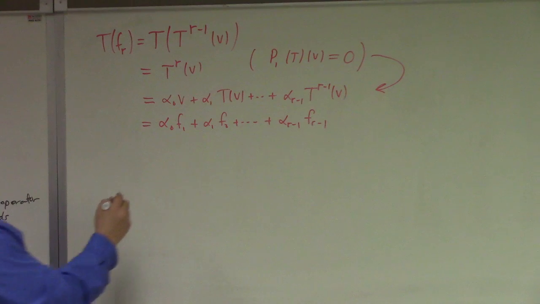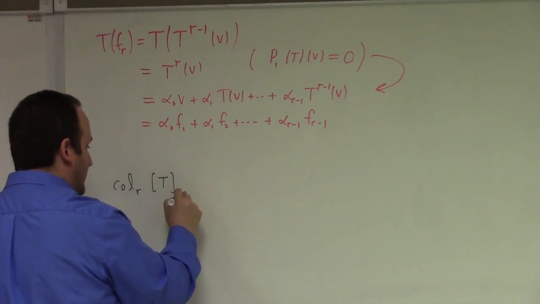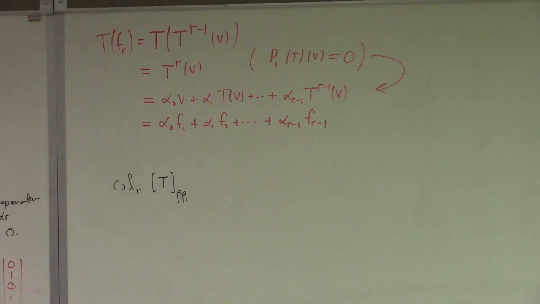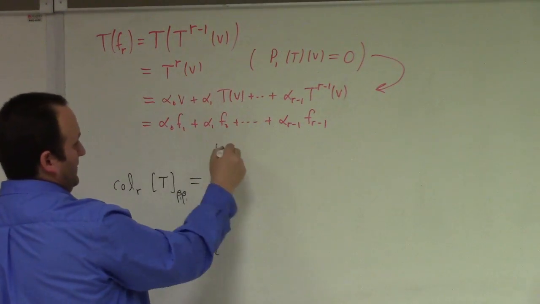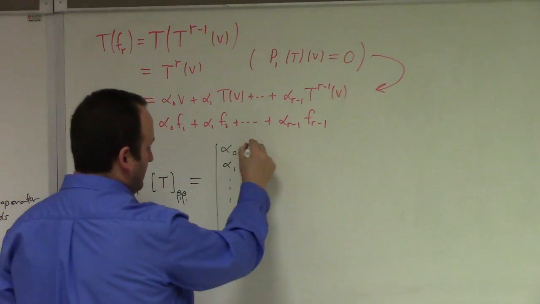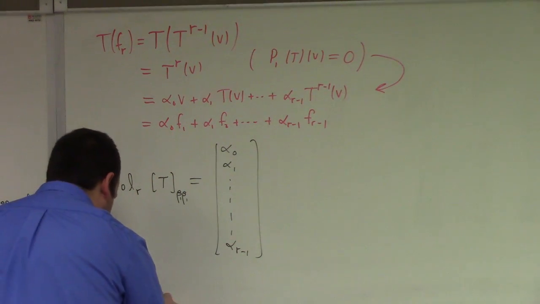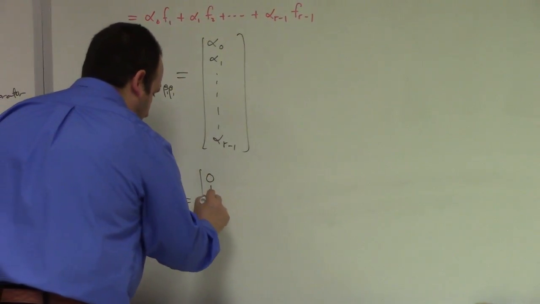So the last column, the rth column, in the companion matrix, which is the matrix of T with respect to this, I'm calling it beta 1, I guess, is just alpha naught, alpha 1, up to alpha R minus 1, right? You put these together, you've got what? So my point to you guys is just this.